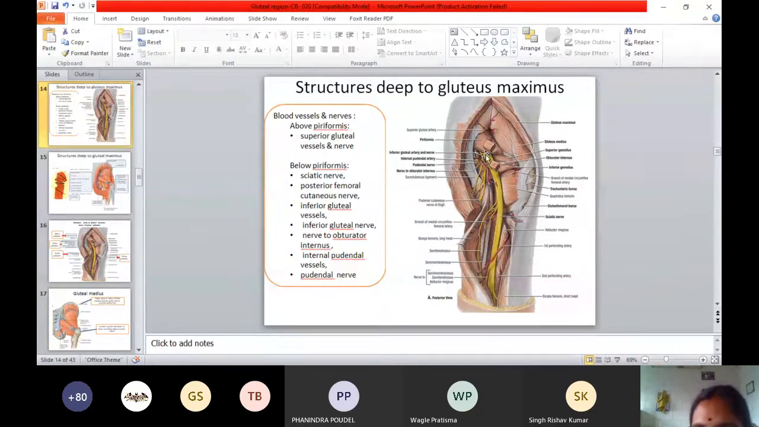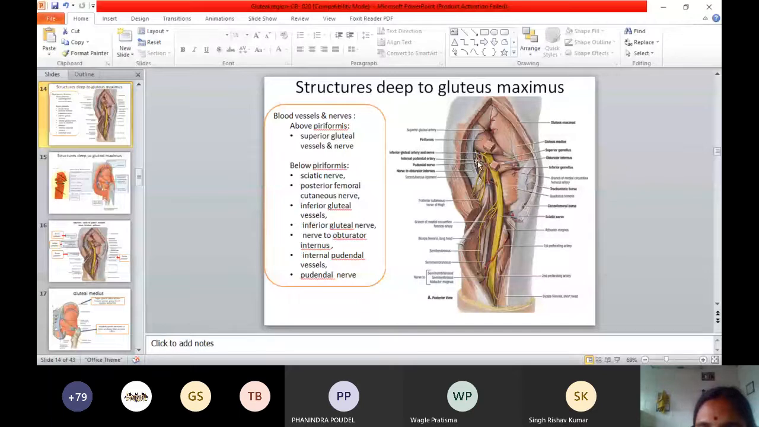Below the piriformis, can you see this nerve? This is the sciatic nerve, the thickest nerve of our body. Then there is another nerve which is supplying the posterior part of the thigh, the posterior femoral cutaneous nerve. Then this small nerve which is supplying the gluteus maximus is the inferior gluteal nerve. Then there are three structures. This medial most nerve is the nerve to obturator internus.